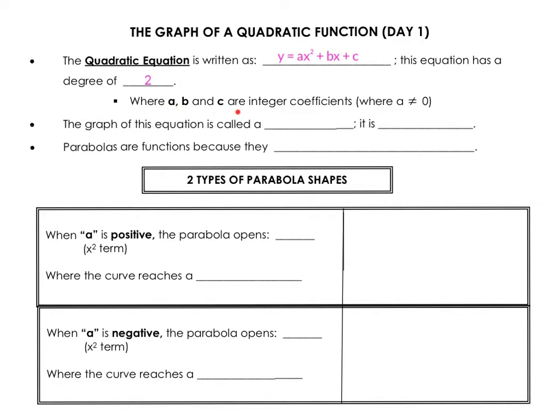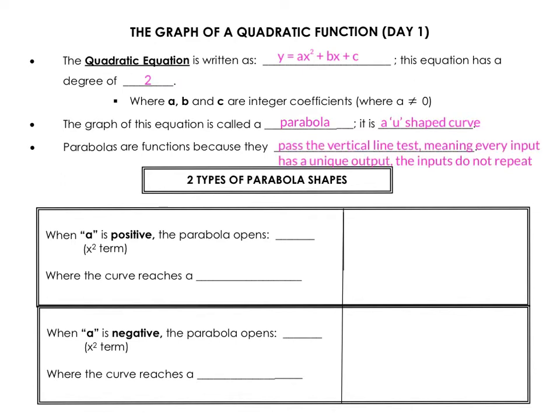And then we need a, b, and c to be integer coefficients where a does not equal 0, meaning that this a value can't be 0, because that would mean no x squared, which would no longer make it have a degree of 2. So that's why a must not equal 0. The graph of this equation is called a parabola, and it is a U-shaped curve. Parabolas are functions because they pass the vertical line test, meaning that every input has a unique output, or the inputs do not repeat.